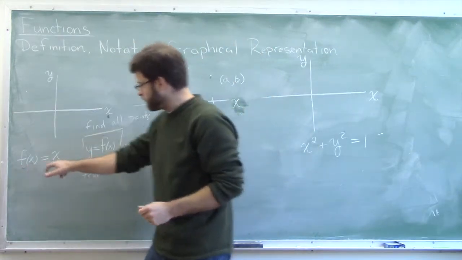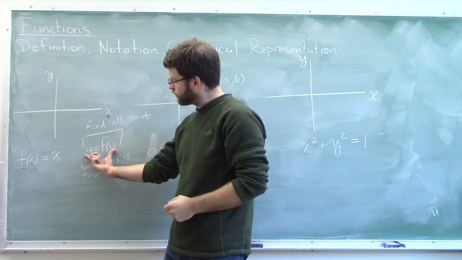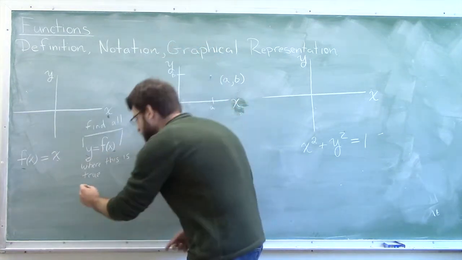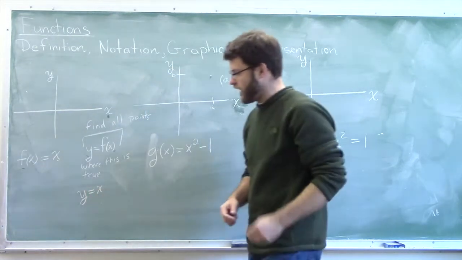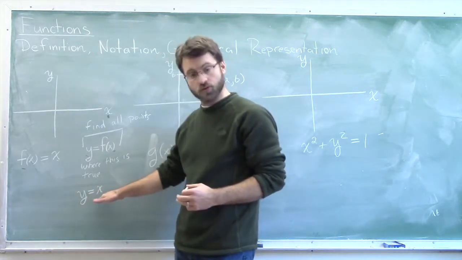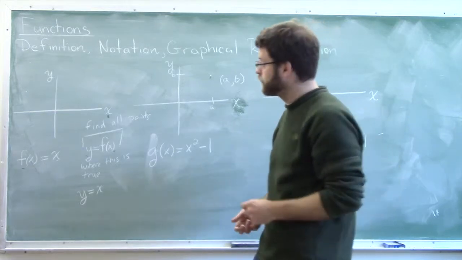So if I have f of x is equal to x, I want to graph the equation y is equal to f of x. So using this formula, I want to know when y is equal to x. That's what I need to graph. All the points where this is a true statement, and I don't want to color in any points where that's not true. Okay?